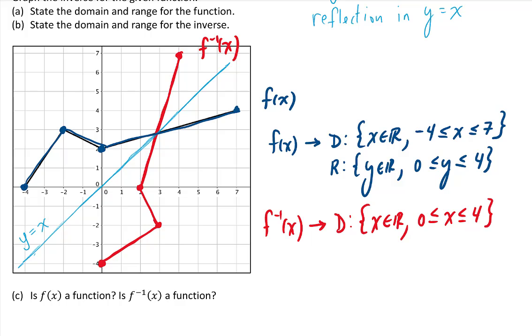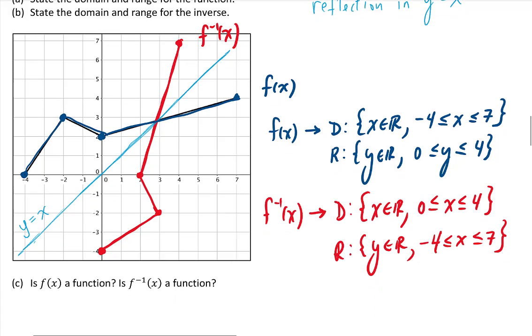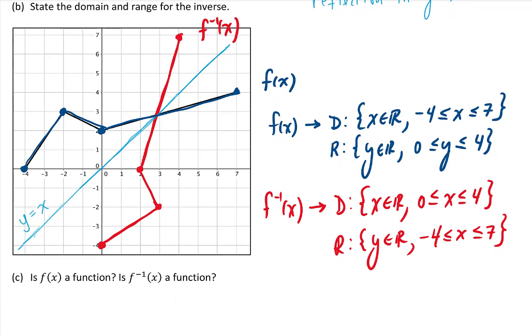The range of the original function is the domain of the inverse, which makes sense because we're switching x and y. So next is the range. y is an element of the real numbers, and we can see that y, the lowest value, is -4, and it goes all the way up to 7. And now we see that the range of the inverse is the domain of the function. So if you know the domain and range of the function or the inverse, then you know the domain or range of the inverse or the function.